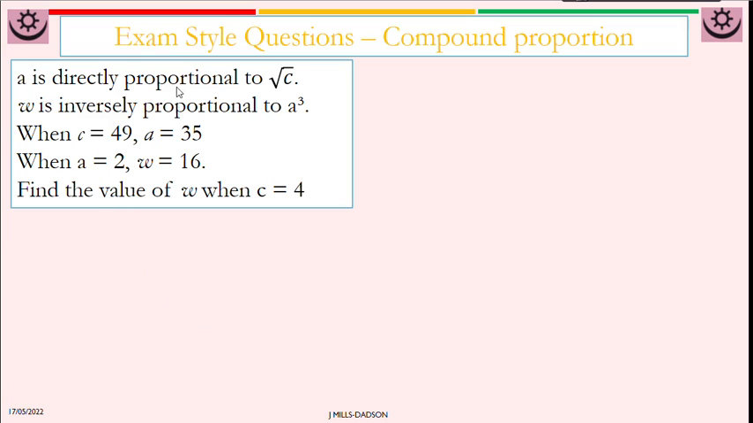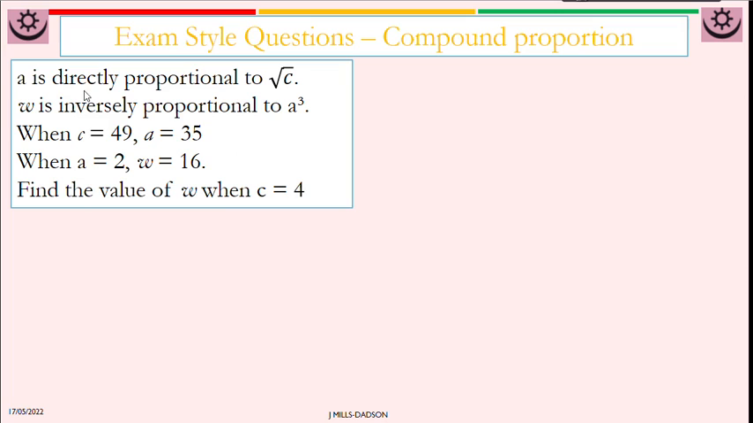A is directly proportional to square root of C, and then another variable W is inversely proportional to A cubed. When C is 49, A is 35. When A is 2, W is 16. Find the value of W when C is 4. So there's so much in this question. Go through it step by step.